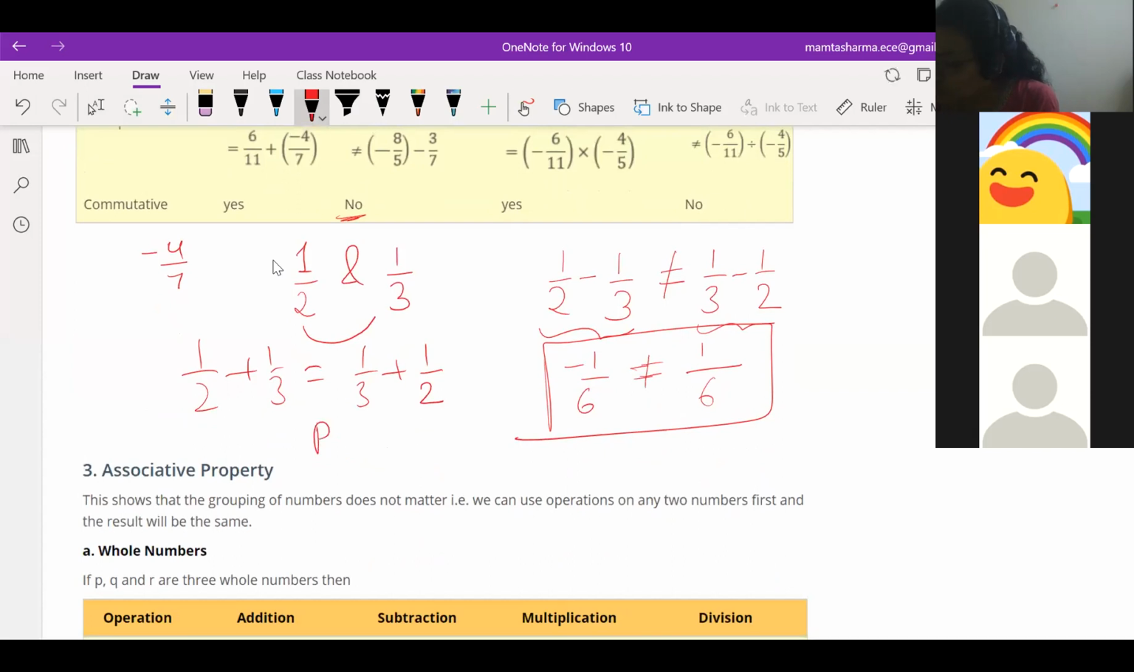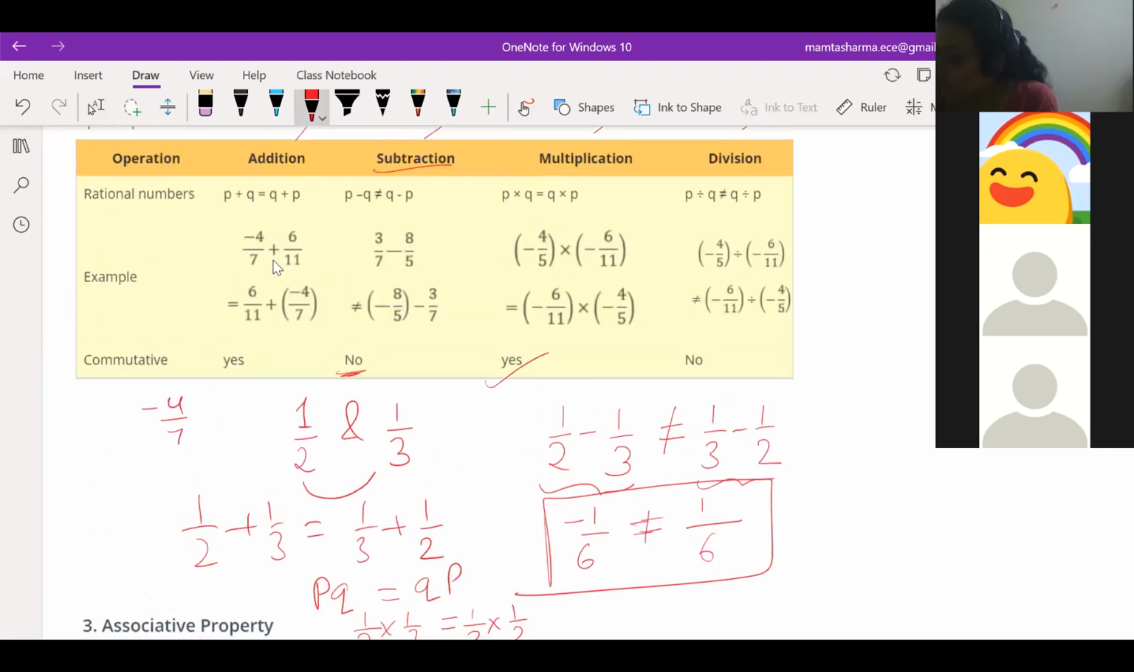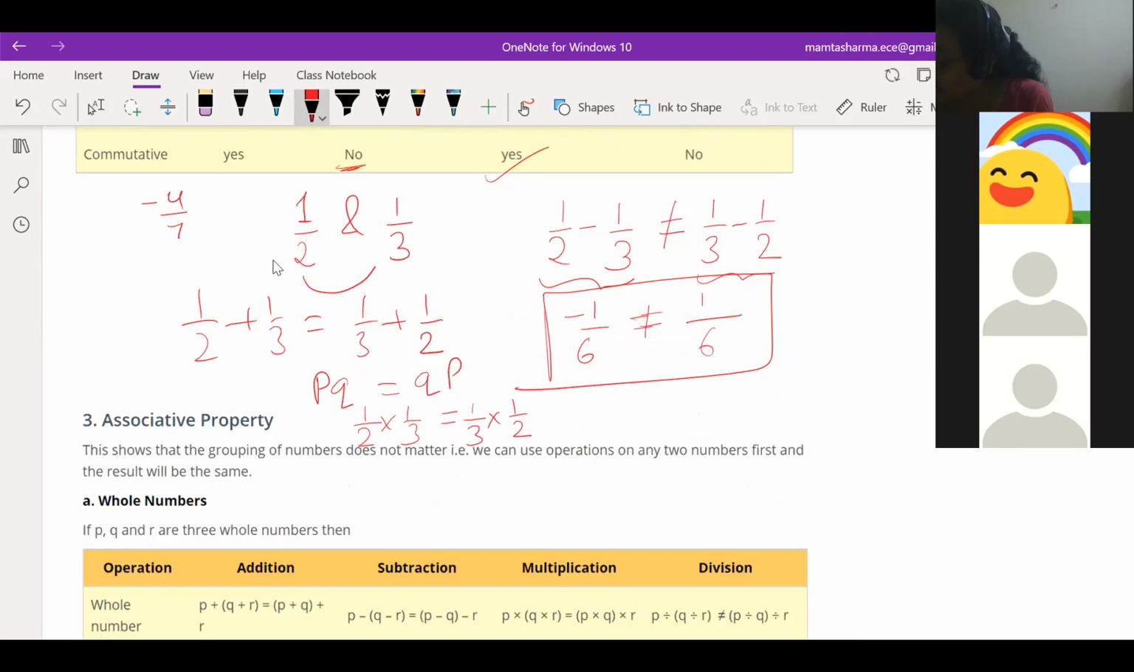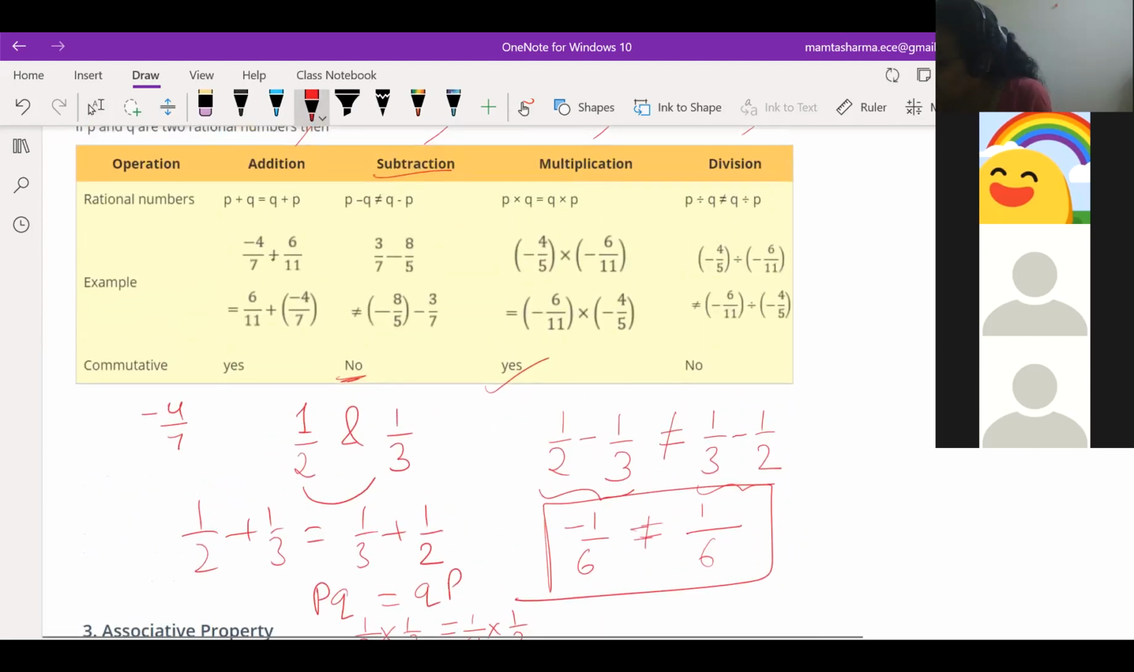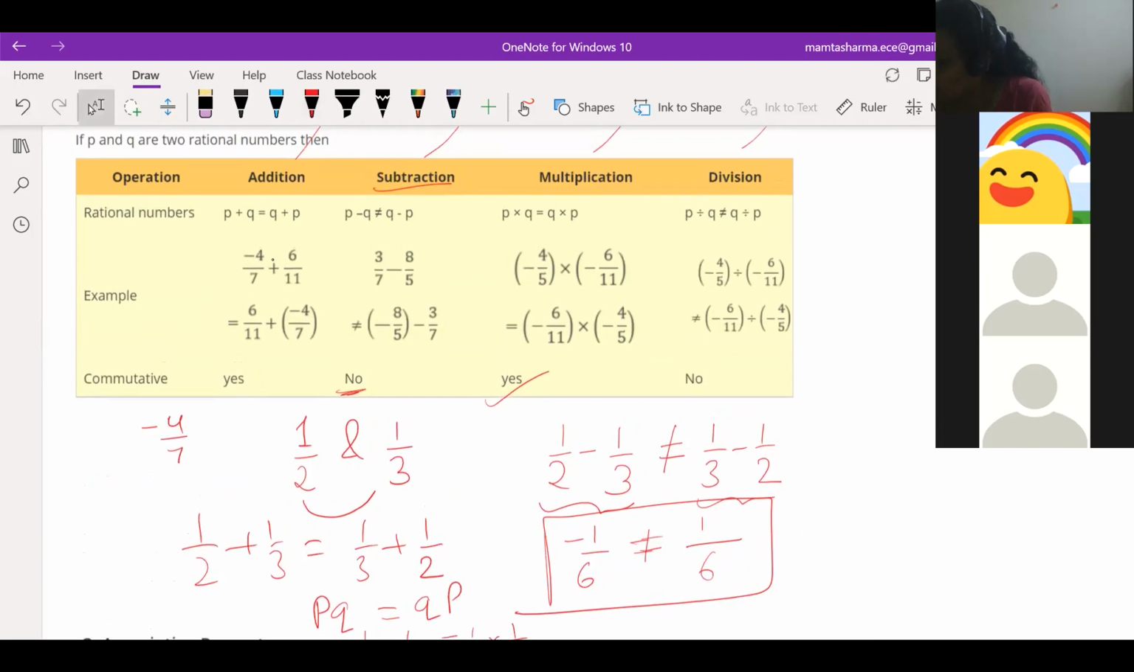P into Q is equal to Q into P. Is it the same or not? Yes, ma'am, it's satisfied. If I multiply 1 by 2 and 1 by 3, will it be the same as 1 by 3 into 1 by 2? Yes, it is 1 by 6. Okay, it will satisfy for multiplication. Now for division, it cannot be satisfied.